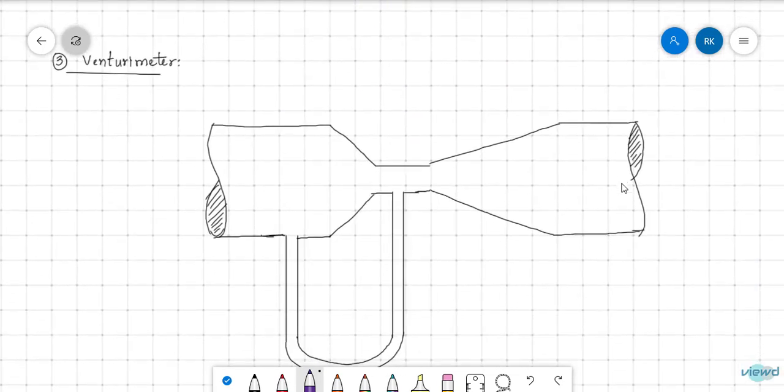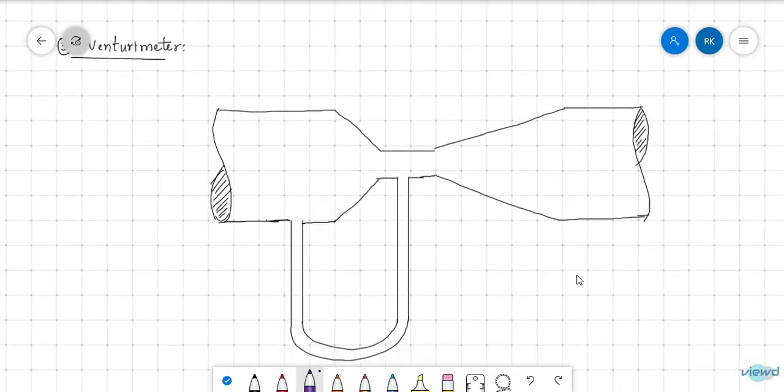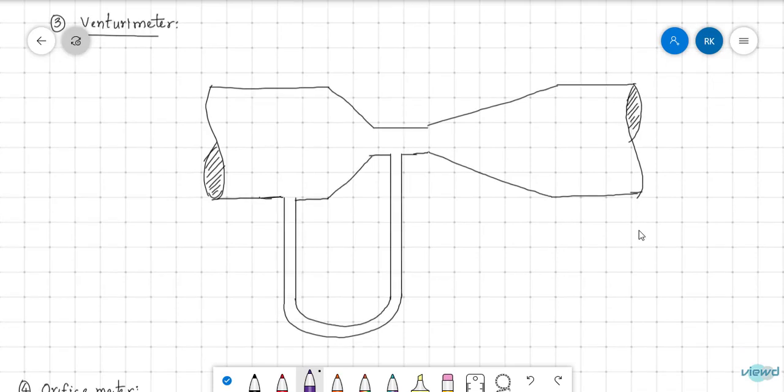Next is the venturimeter. This venturimeter is used to measure the discharge. So the construction is in this way. This is the convergent cone. This is the divergent cone. And the middle part is the throat.